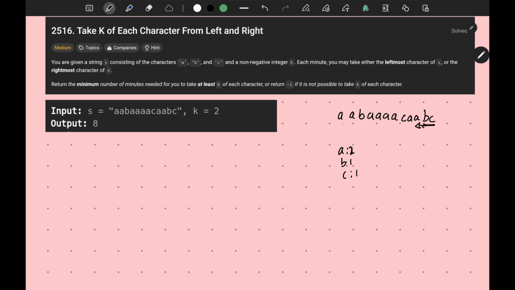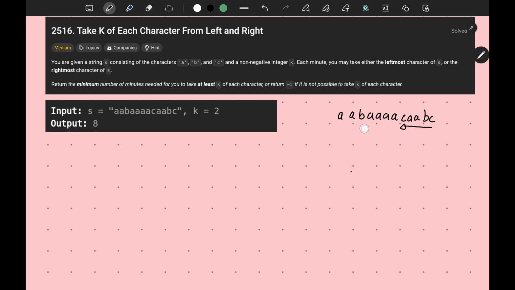So let's say we take 3 from here and we take 5 from right. So 3 characters from left and 5 characters from right. So now we have A 4, B 2 and C 2. So now we have at least k of each character. And how many characters did we take? We take 3 from left and 5 from right, so a total of 8 characters. And this would be the minimum. You can try all other combinations and you would find this is the minimum number of characters.